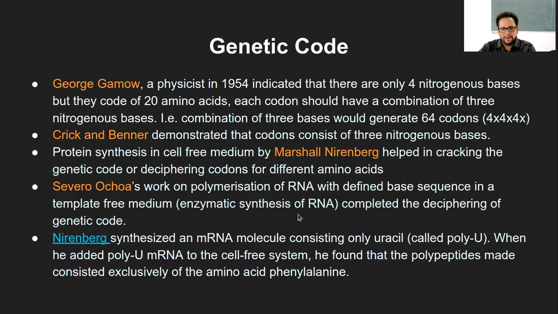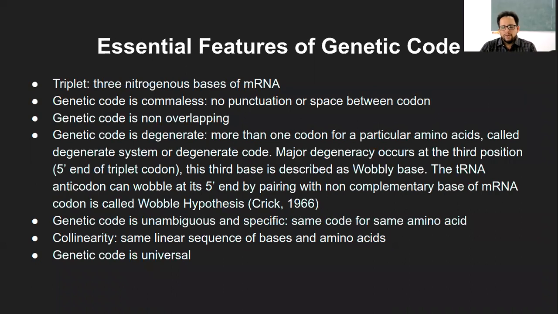Now, so there are certain essential features of this genetic code. That is, what is the requirement of becoming a genetic code from that nucleotide base sequence. So first and foremost, it has to be triplet, and quite a few of these we already know. So it has to be triplet. Genetic code is comma-less. That means no punctuation or space between the codons.